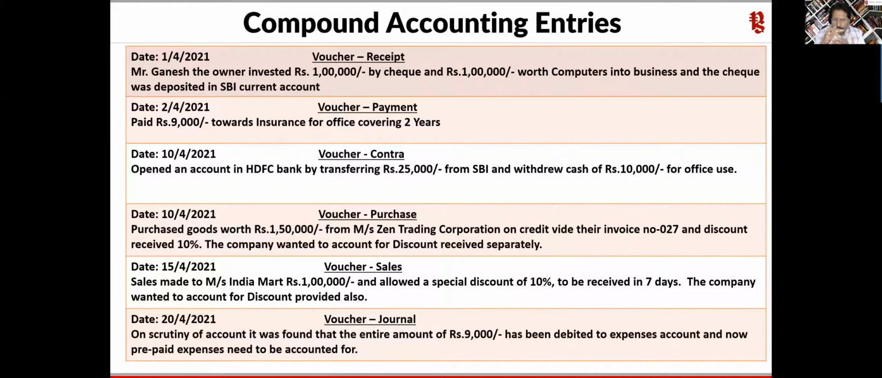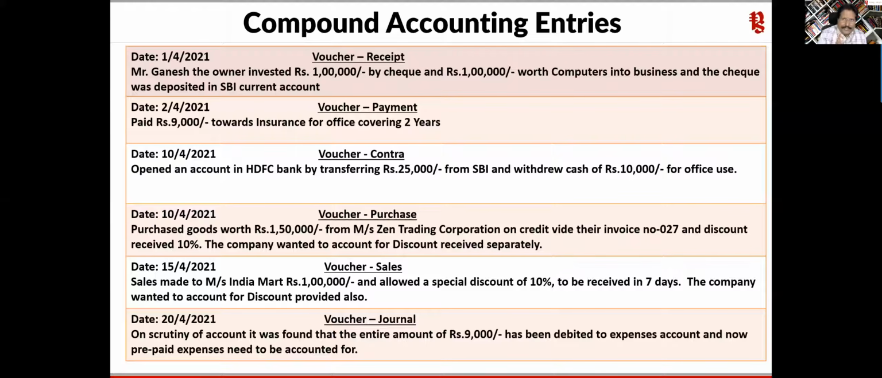So now, because by mistake I have passed this transaction and I have debited my insurance completely as my expenditure, I realized on 20th of April, when I was reviewing my books of account, or when I was reviewing my profit and loss account statement, that the entire 9,000 rupees has been booked as expenses.